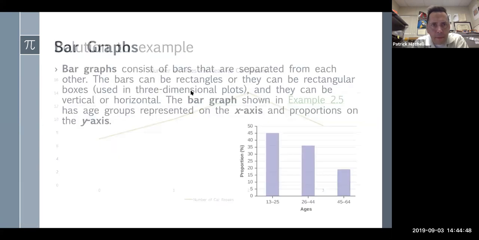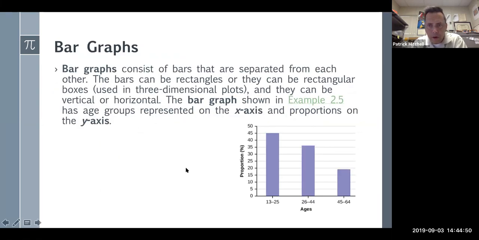Next, we have bar graphs. So I know you've all seen examples of bar graphs. Bar graphs are a really popular way of presenting data. You see them in newspapers and on TV. You see them everywhere. So along the bottom, in this example, you have ages. And I can't remember what the context of this example was, but I think it was social media use, if I remember correctly.